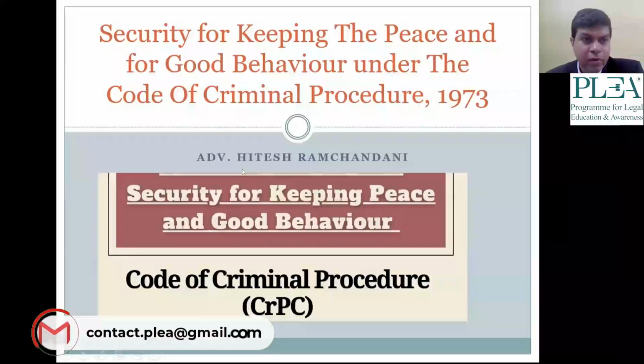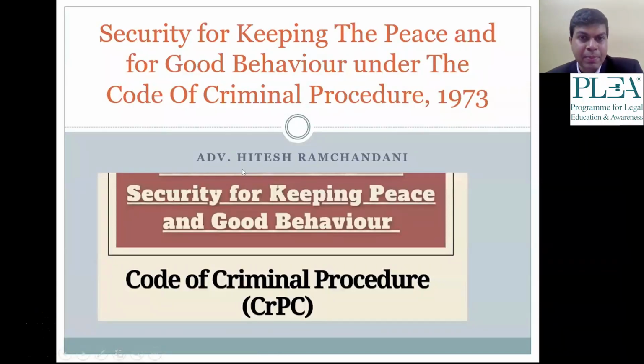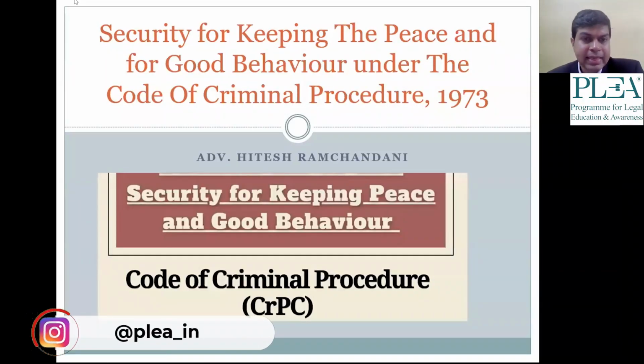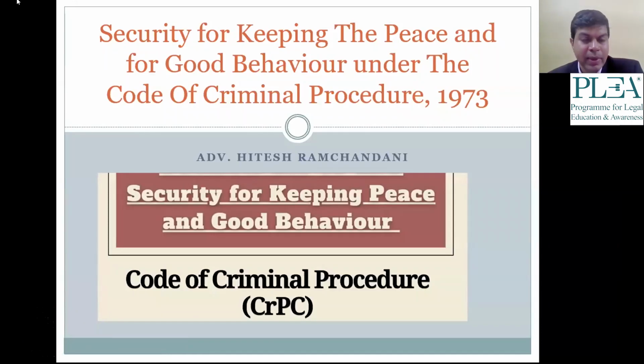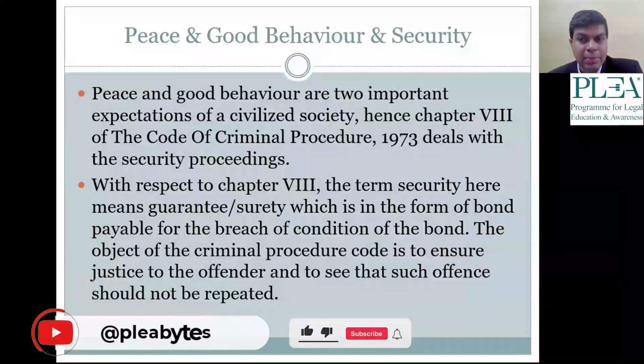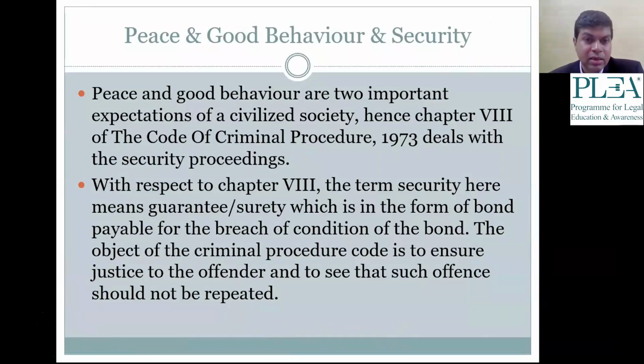So now we will be moving on to the next topic, that is security for keeping peace. So basically, peace and good behavior are the two important expectations of a civil society. So chapter 9 of the Code of Criminal Procedure 1973 deals with the security proceedings. With respect to chapter 9, the term security here means guarantee, surety, which is in the form of a bond payable for the breach of condition of the bond. The object of the criminal procedure code is to ensure justice to the offender and to see that such offense should not be repeated.